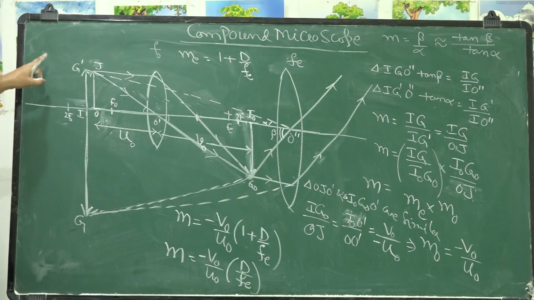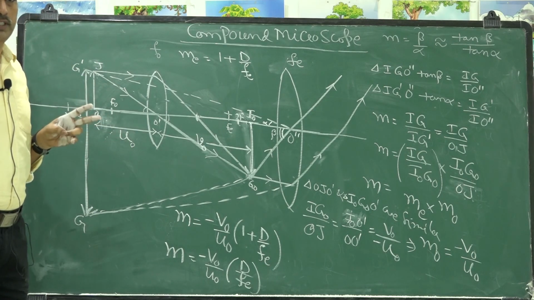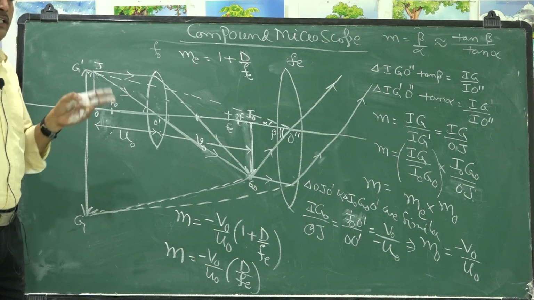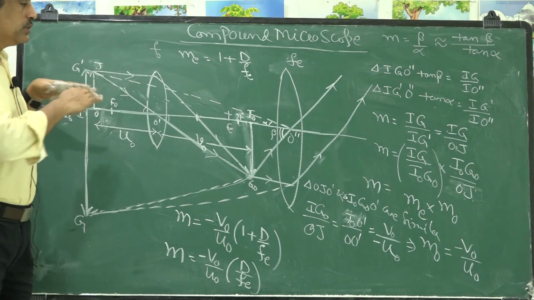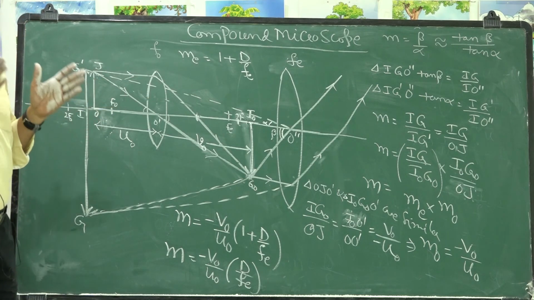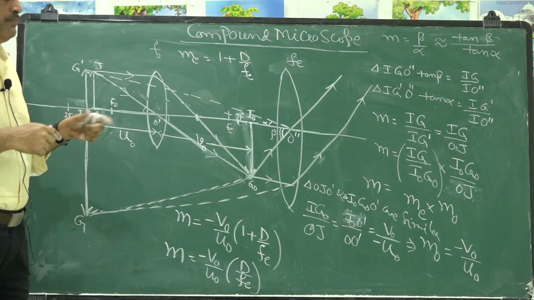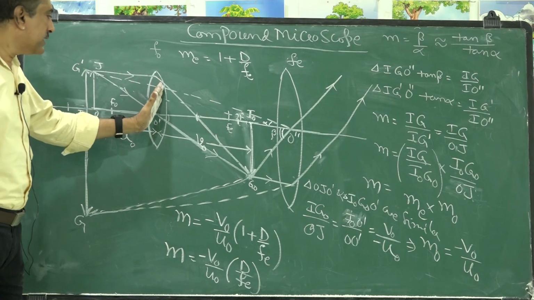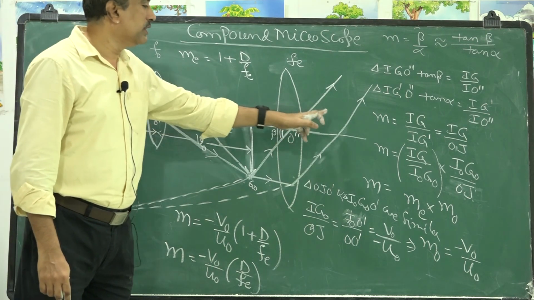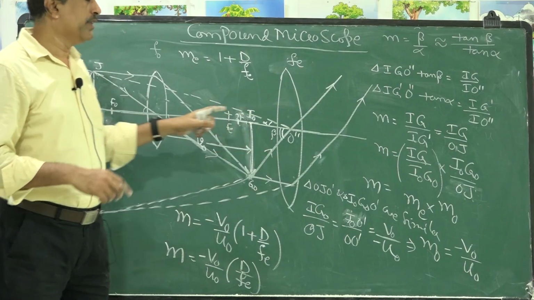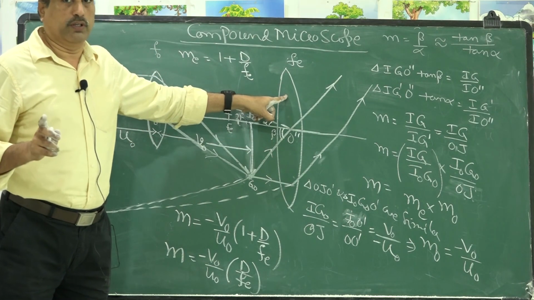Now, once again, the compound microscope consists of two convex lenses. One is of shorter focal length and another is of larger focal length and aperture. These two lenses are held coaxially in cylindrical tubes, one sliding into the other. The lens which is towards the object is called the objective. The lens which is near the eye is called the eyepiece. The objective is of shorter focal length, and the eyepiece is of larger focal length.